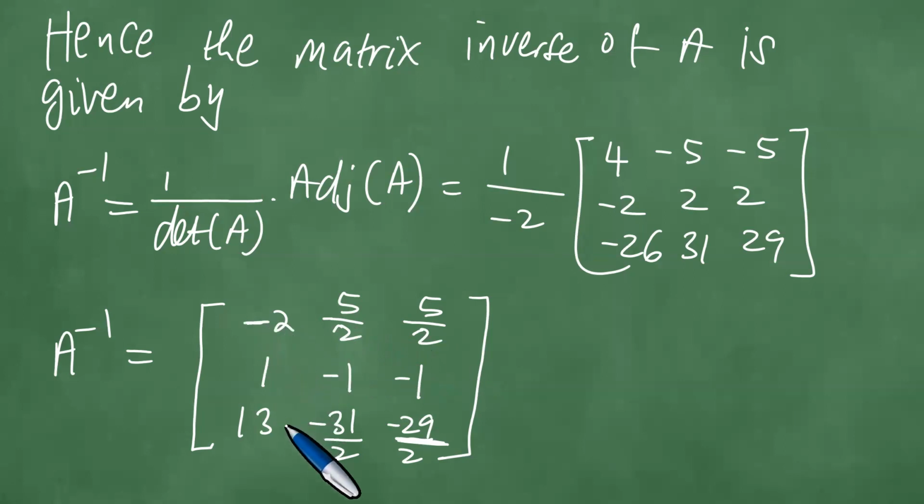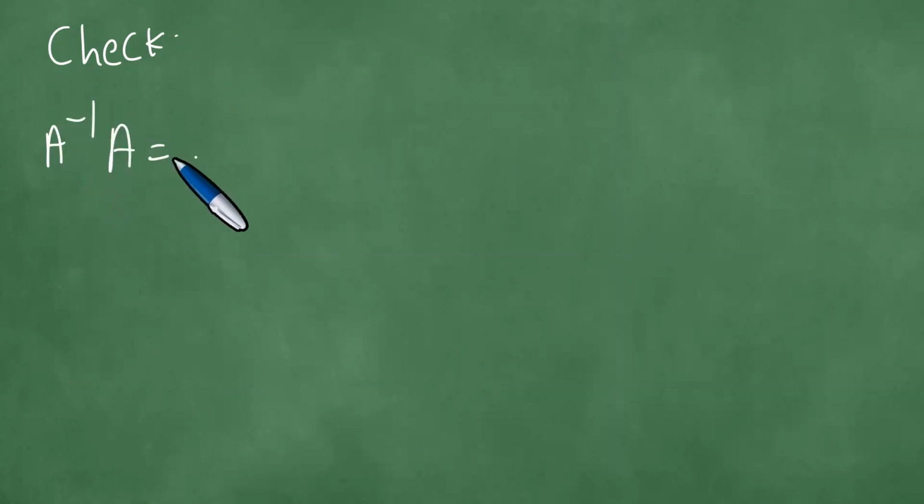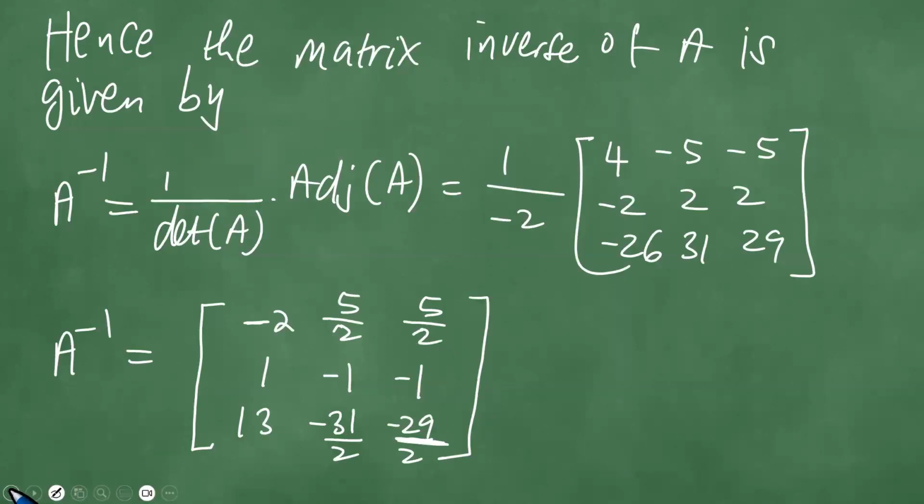That is the answer. And this is the inverse. How do you check if the inverse is correct? Let's do a check. To check if the inverse is correct, we multiply the matrix A inverse with the matrix A, and the result must be the identity. So let us multiply this.